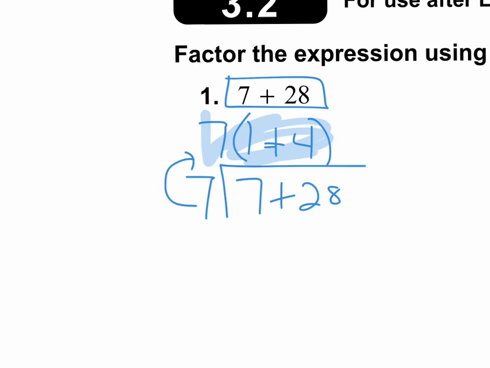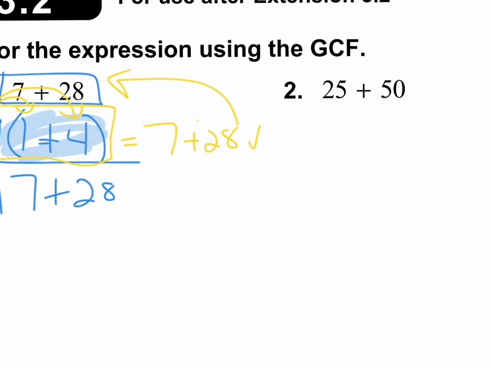To check your answer is very simple. You just distribute it. So 7 times 1 gives you 7. 7 times a positive 4 is 28. So is that what I originally had? Yep. So my answer is 7 and parentheses 1 plus 4. Alright, so let's go ahead and try another one.